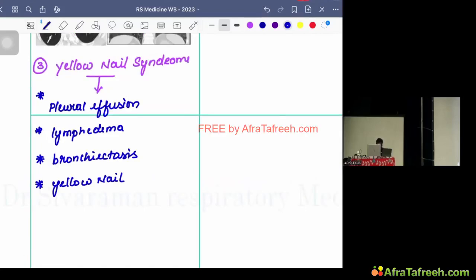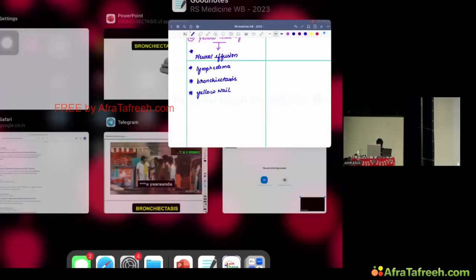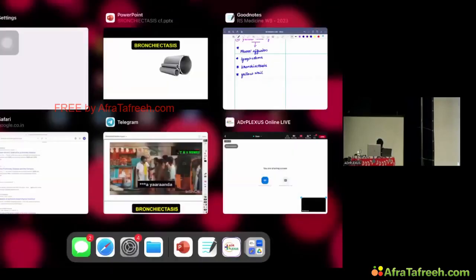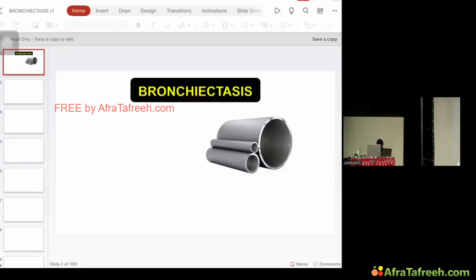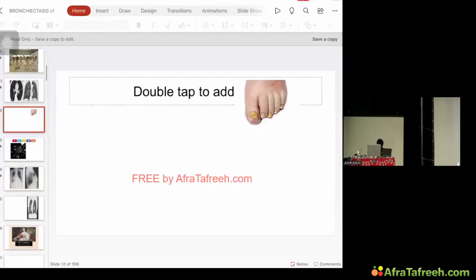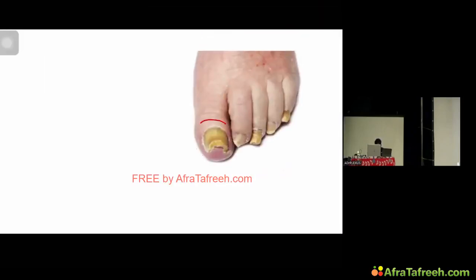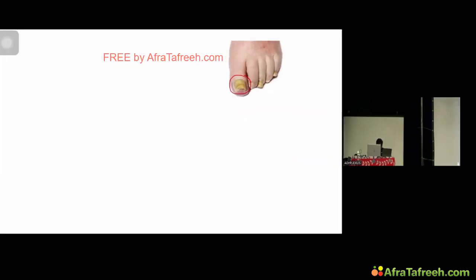Okay, yellow nail syndrome, and the patient is going to have yellow nails. Okay, like this. Characteristically, they will have yellow nails all over. Okay, and this is going to be called yellow nail syndrome.